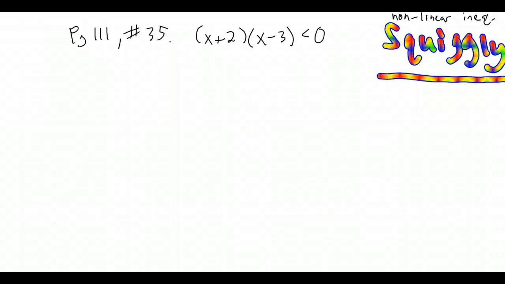Okay, so some of you are still having trouble with squiggly lines, so I'm going to go through all the homework problems from the other night. These are all nonlinear inequalities. It's an inequality. It's nonlinear because if you FOIL this, if you multiply x times x, you get x squared. Anything that's not x to the first power is going to be nonlinear.